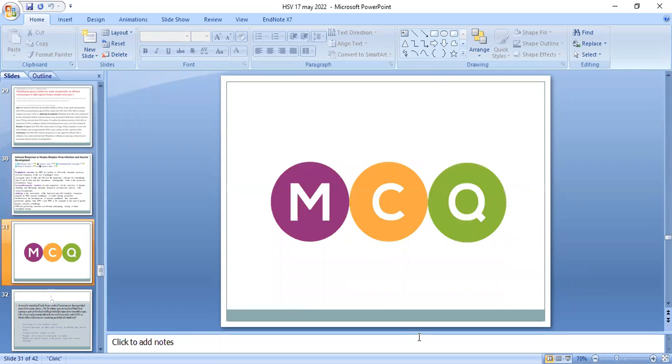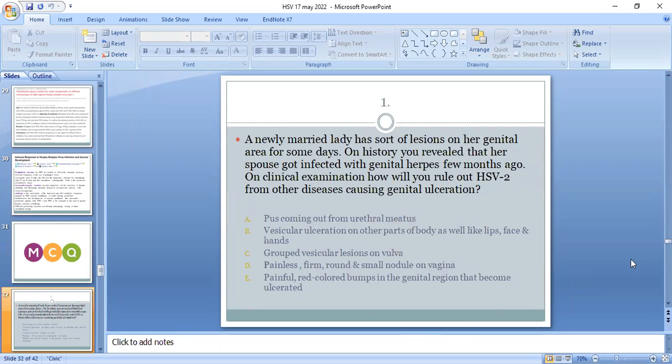Now the turn for the MCQs. First MCQ: a newly married lady has some sort of lesions on her genital area for some days. On history, you reveal that her spouse got infected by genital herpes a few months ago. On clinical examination, how will you rule out herpes simplex virus type 2 from other diseases causing genital ulceration? Whether from pus coming out from the urethral meatus, vesicular ulceration on other parts of the body as well, like lips, face and hands, or from grouped vesicular lesions on vulva, or from painless firm round and small nodule on vagina, or from painful red colored bumps in the genital region that become ulcerated.